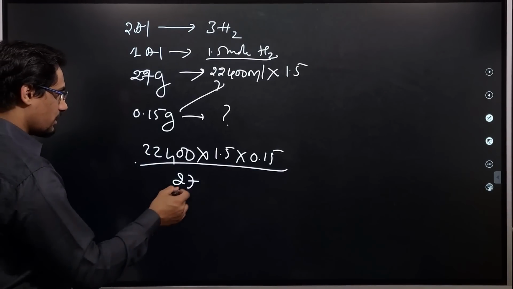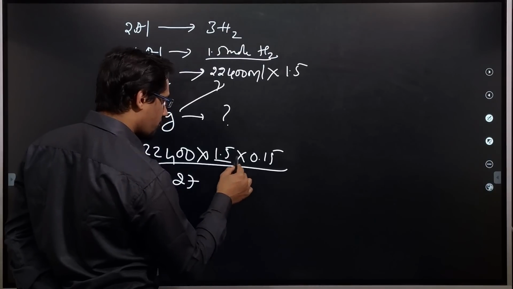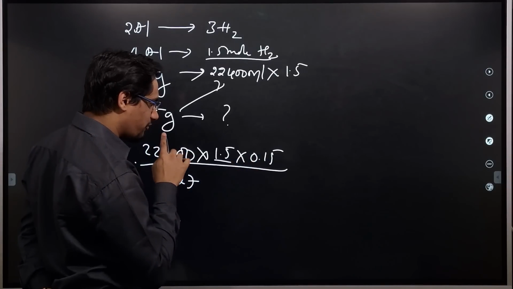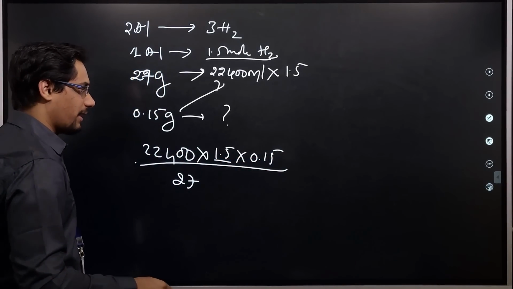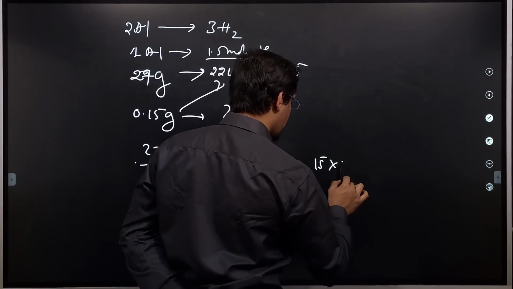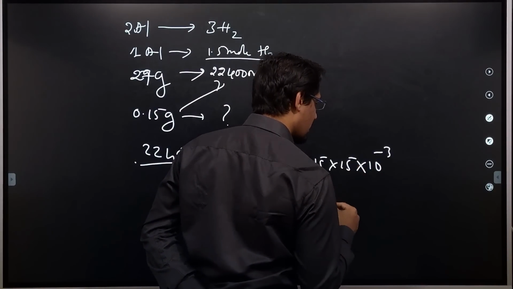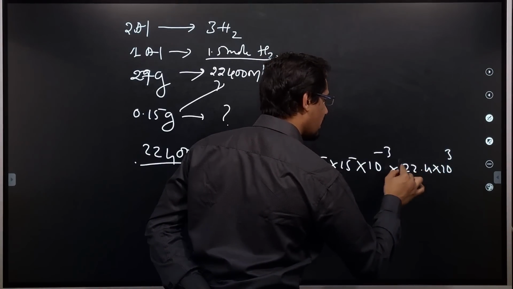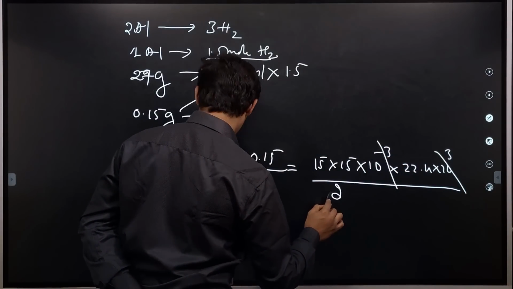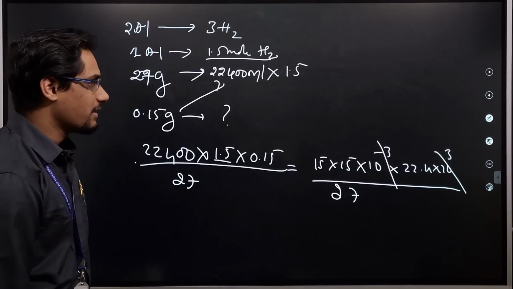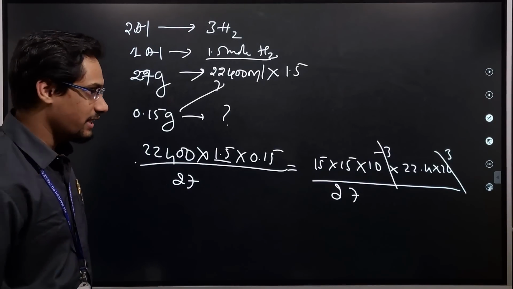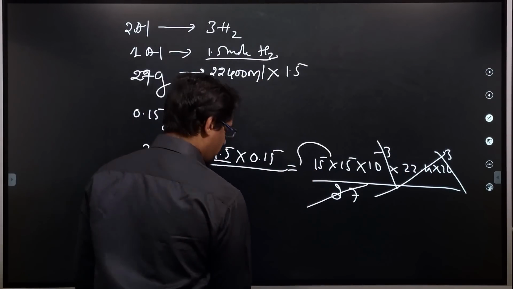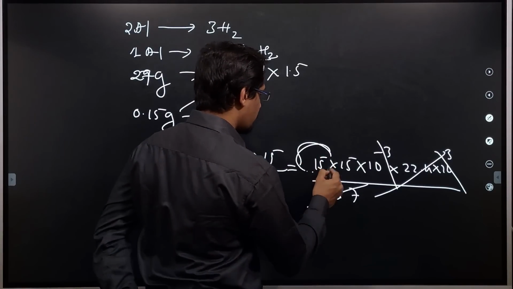See, if I do this, I can assume it as 15 and 15. So I can write it as 15 into 10 power minus 1, 15 into 10 power minus 2. So it would be 15 into 15 into 10 power minus 3. I can write it as 22.4 into 10 to the power plus 3. This and this got cancelled, divided by 27. As the options are not so near, I can cancel these two, 27 and 22.4. So the answer must be 15 into 15.